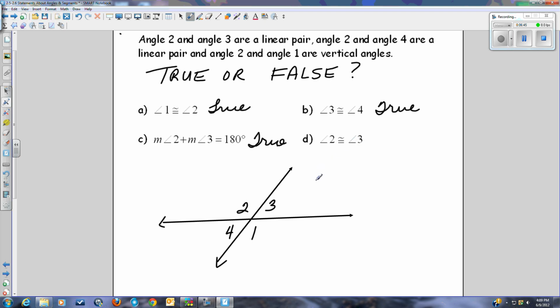Well, we don't know that. In fact, looking at our picture, the only thing we really know is that angle 2 and angle 3 are a linear pair. If they're a linear pair, that does not prove that they're congruent. It could be if they were both 90 degrees, but we don't know that information. So we are going to have to say that that is false. So let's move on to our next page.